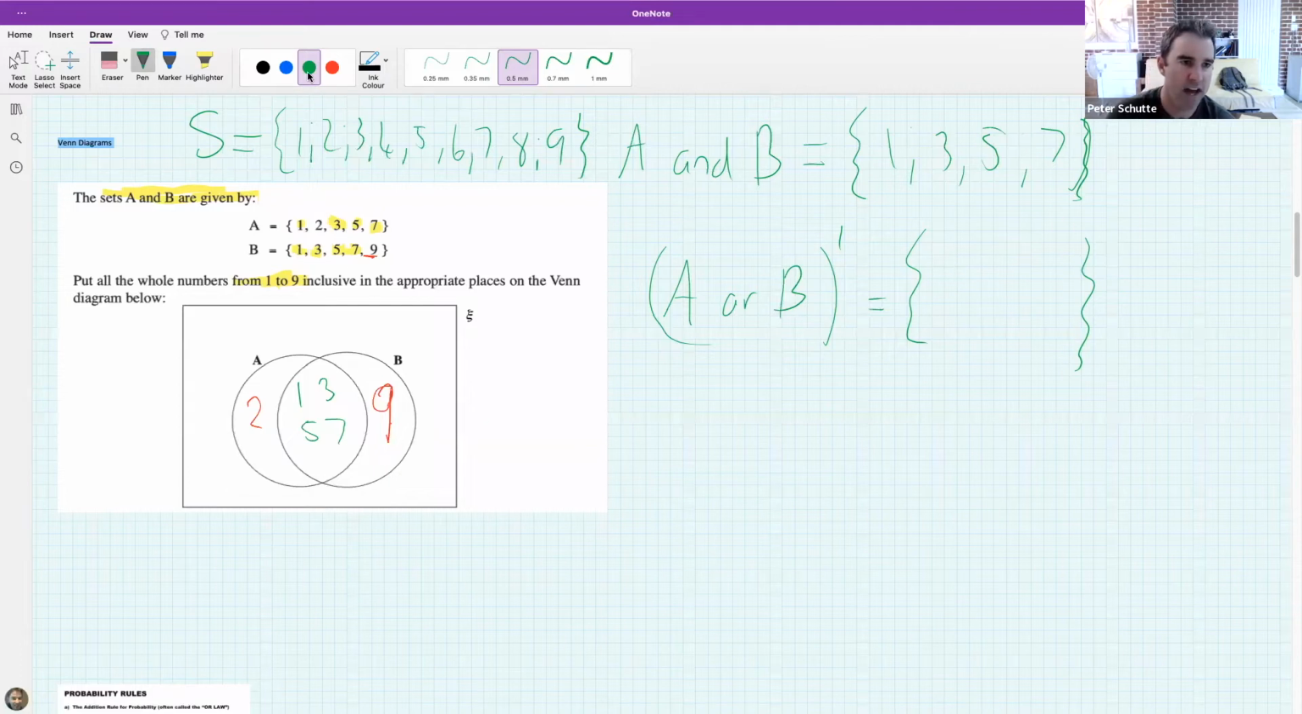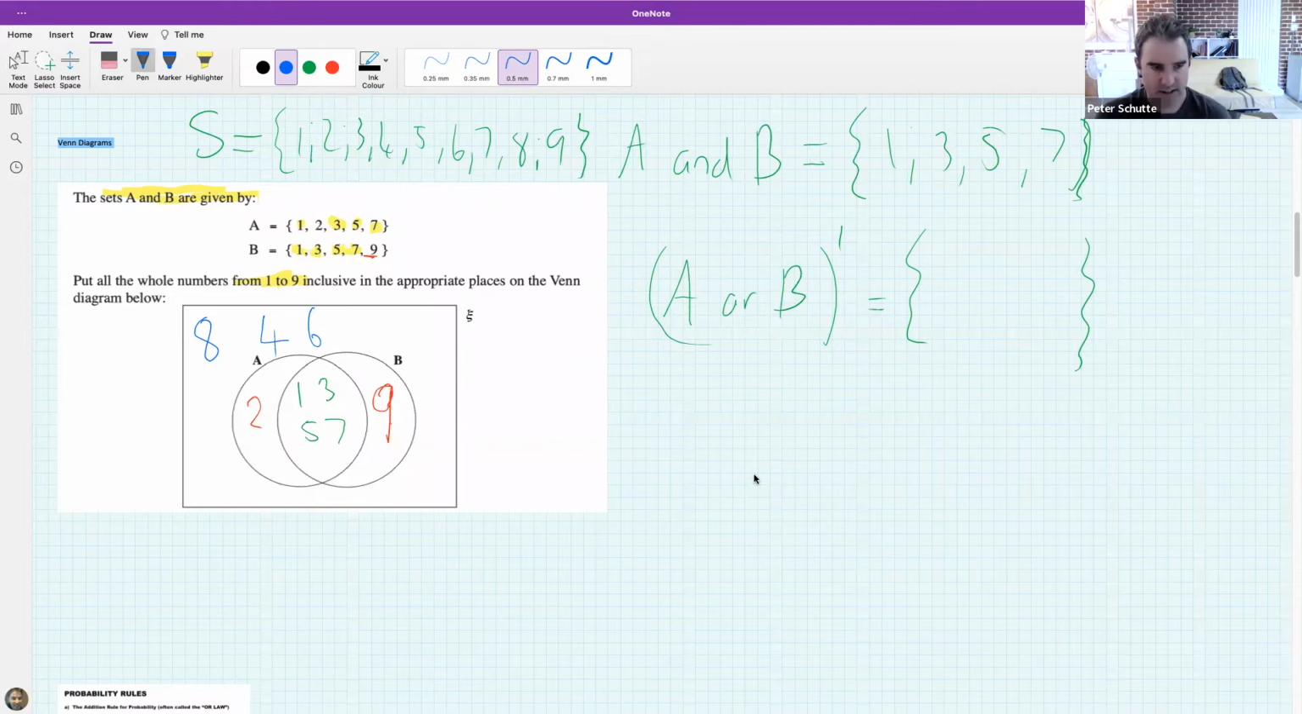So we haven't used 8, and is 8 in either of these? No, so 8 must be here. And we also haven't used 4, so 4 must be here. Have we used up all the numbers now? 4, 6, 8. What are the last ones we haven't? There's one more that we haven't used. So 8, 4, 1, 2, 3, 4, 5. One more, and 6.